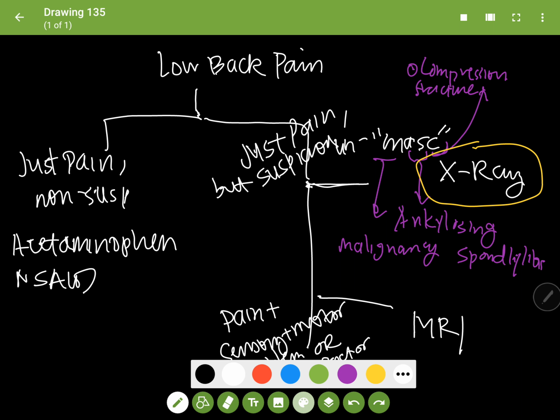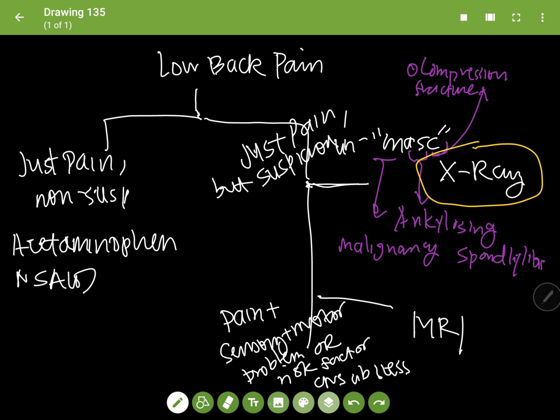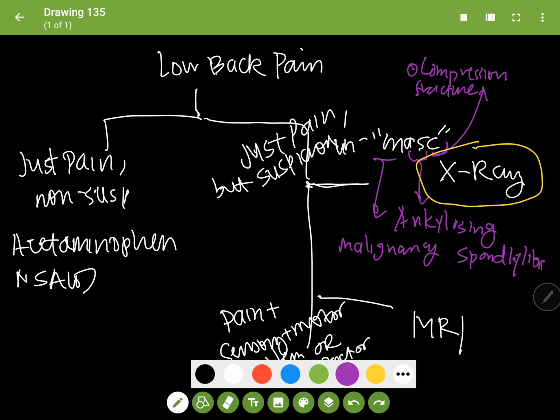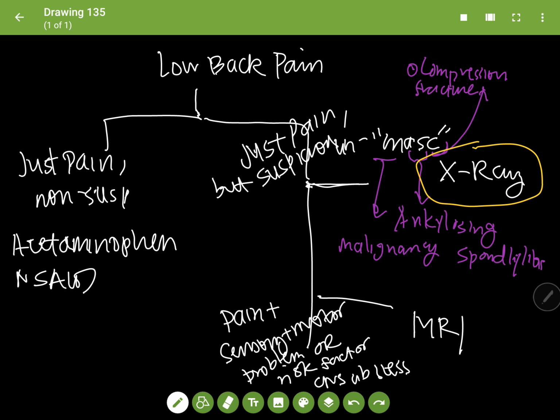And now back up here to this case right here where we unmask. So if you're trying to unmask what's causing the lower back pain that's suspicious, and you indeed have an abnormal X-ray, so if this is abnormal, you're going to go to an MRI.